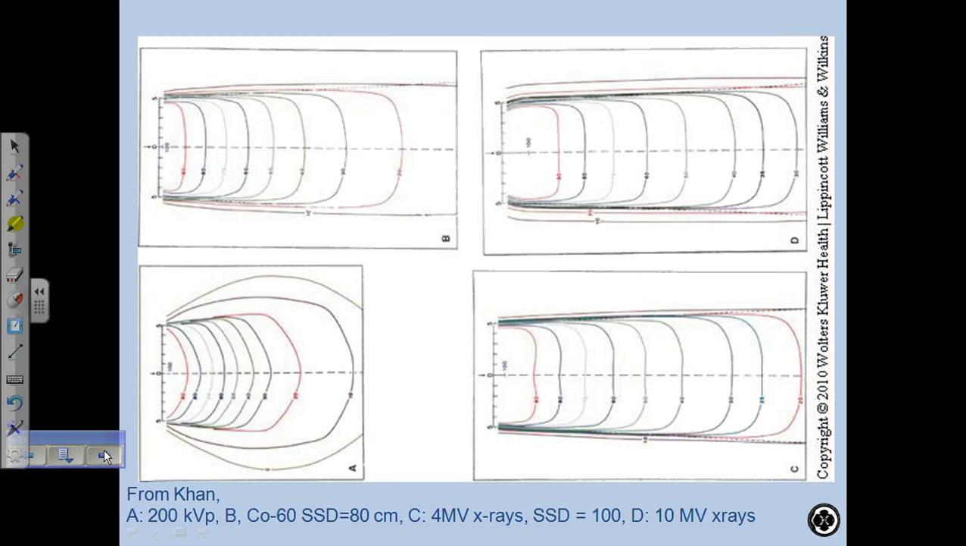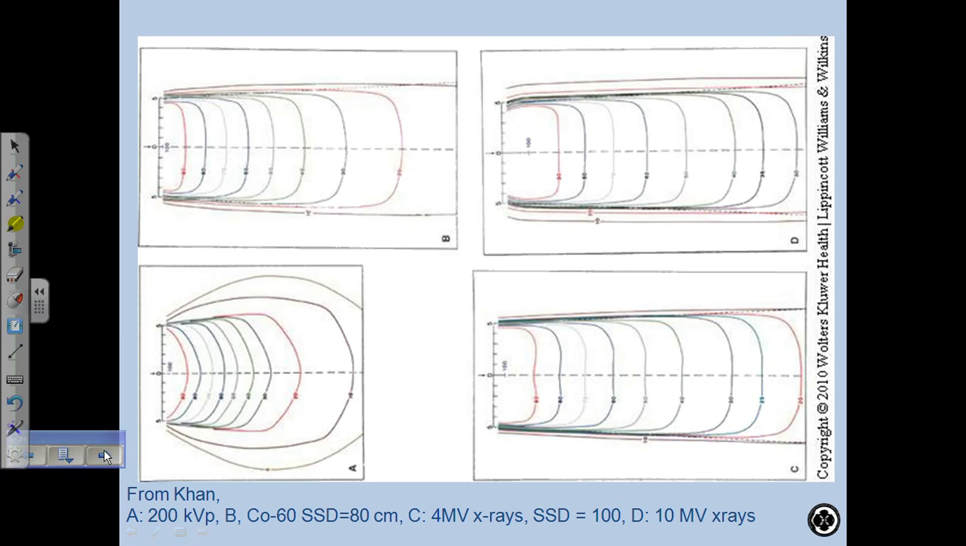What about the depth dose? If I pick a depth, I know it's hard to see these numbers, but the percentage will be different in this one compared to this one, compared to that one, right? Where would the percentage be the highest? 10 MV. Yeah, the highest energy would have the highest percentage.